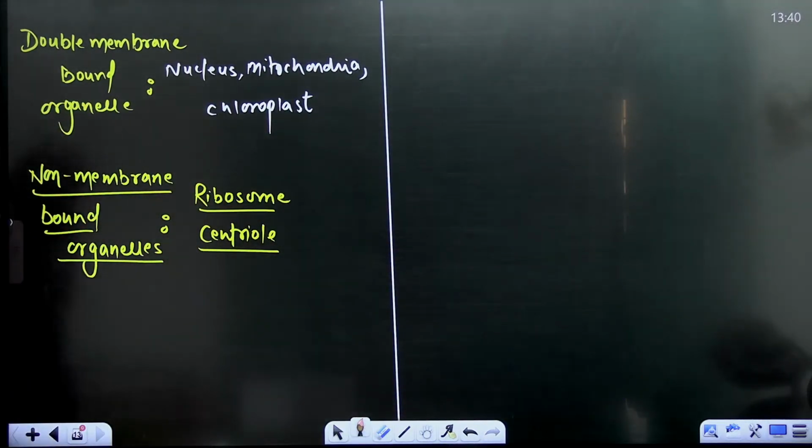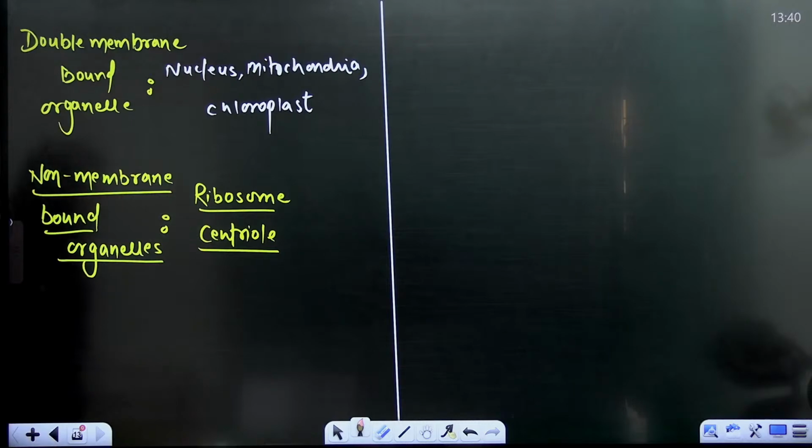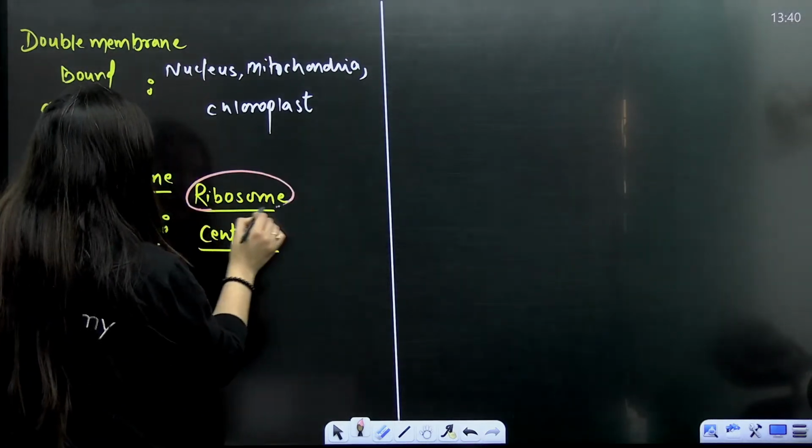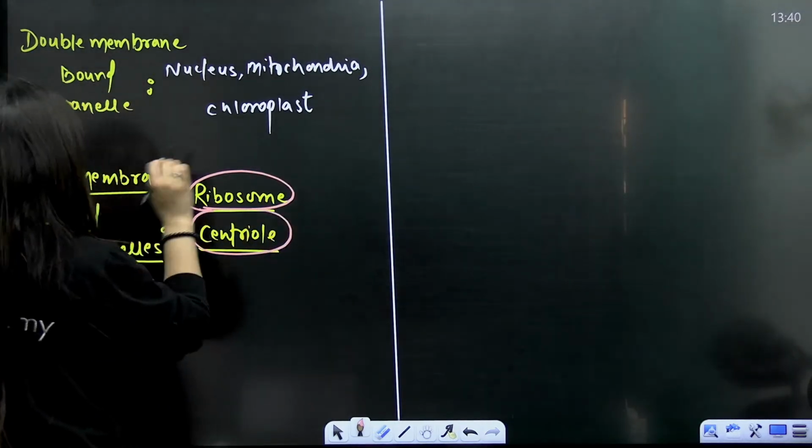Are you getting my point? The rest will be single membrane bound organelles. So yes, you have the ribosome, you have the centriole, non-membrane bound.